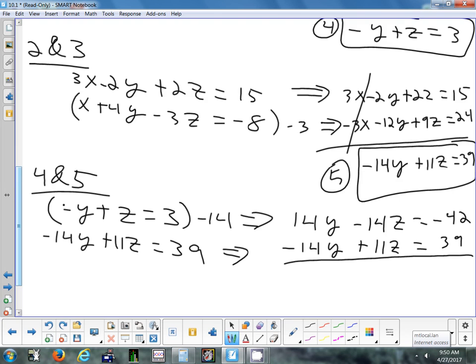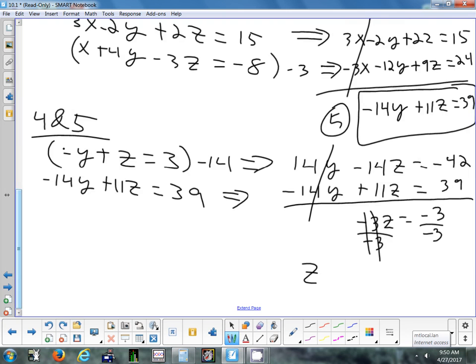So now we'll add them up and hopefully nice things start to happen. What's -14 plus 11? -3z. And what's -42 plus 39? -3. Divide by -3. And we have our first letter. What's z? Z is 1. Wow, all that work for only one letter. Well, that's the hardest one to find. Now the other ones are going to be easy. You just have to plug them back in.